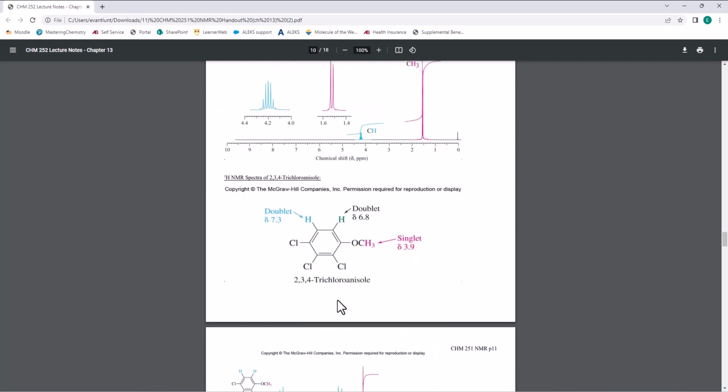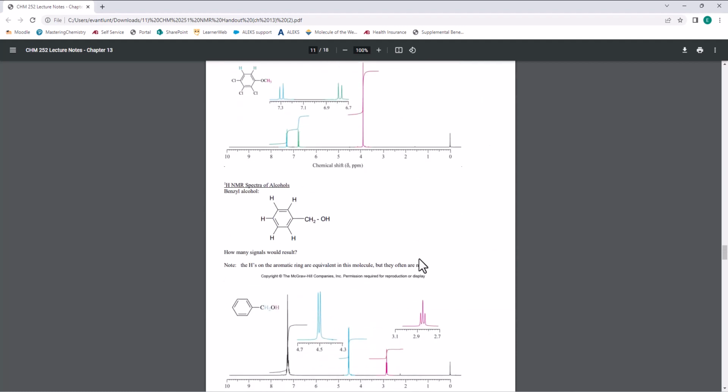And I'll let you read over these. Just as an example, looking at this 2,3,4-trichloroanisole, this H is split by nothing, so it's a singlet. This H is split by its neighbor, so it's a doublet. This H is split by its neighbor, so it's a doublet. This H is closer to a chlorine, so it's going to be more downfield than this H. And this H is only next to an oxygen, so it's going to be the most upfield.